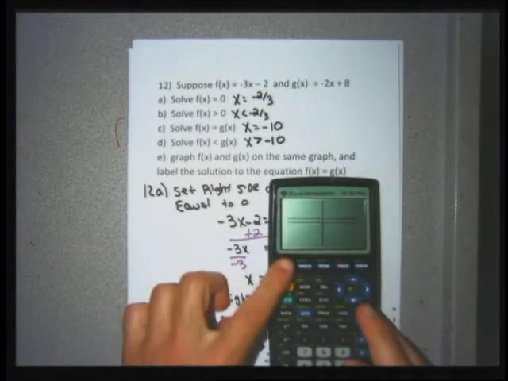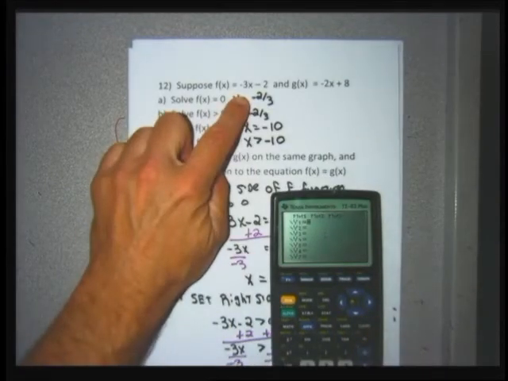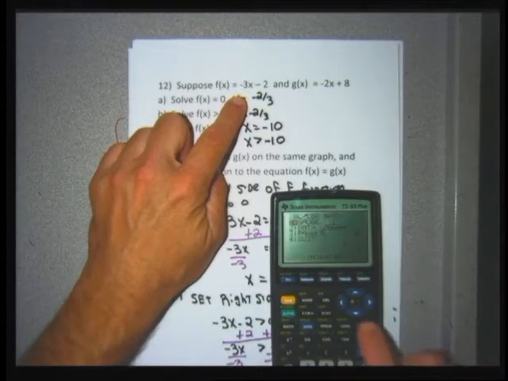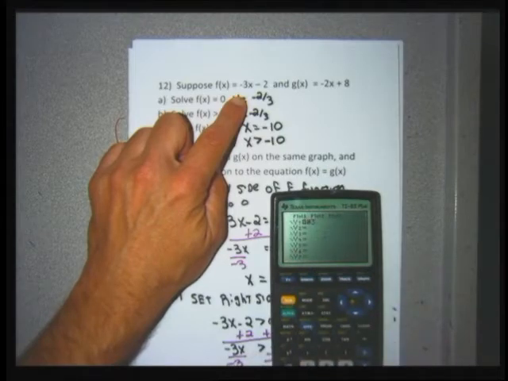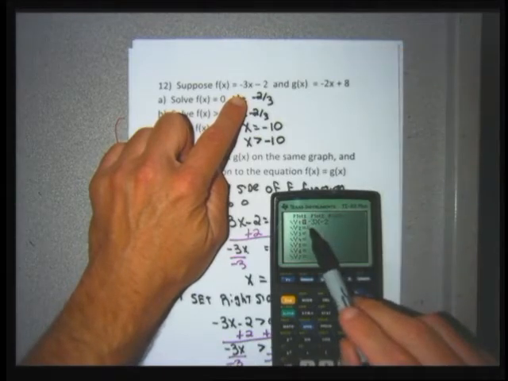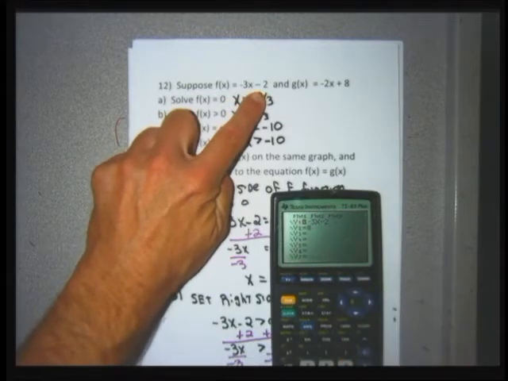So let me hit my y equals button. For the first y1, I'm going to type the f of x function using the negative in the bottom row of my calculator, and then the negative above the plus sign. Y equals negative 3x minus 2. So the f function needed both negatives. The negative in front of the 3 is the one in the bottom row of the calculator. The negative next to the 2 is the one below the times sign.